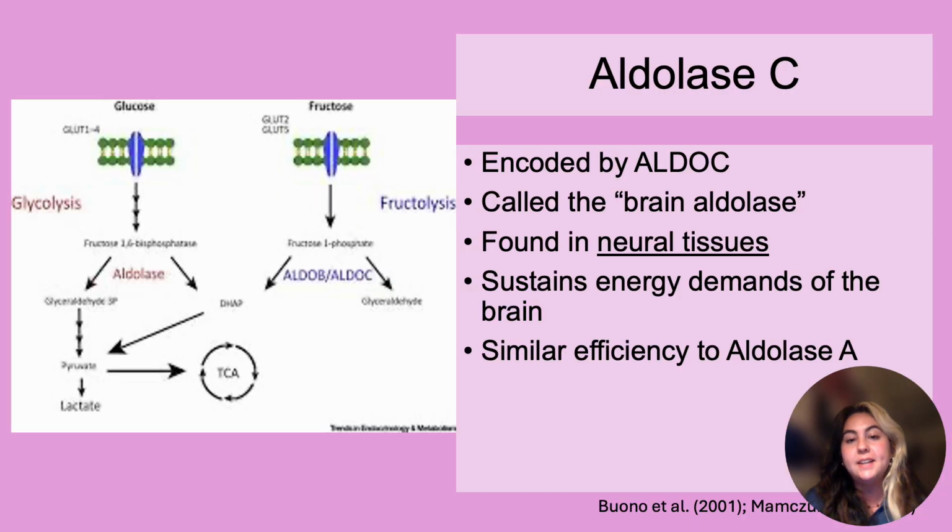The last isoform is going to be aldolase C, which is encoded by ALDO-C. And this one can be referred to as the brain aldolase. It's primarily localized in the central nervous system, so it can be found in neural tissues. And particularly, this is going to be within the astrocytes, the hippocampus, and the Purkinje cells of the cerebellum.